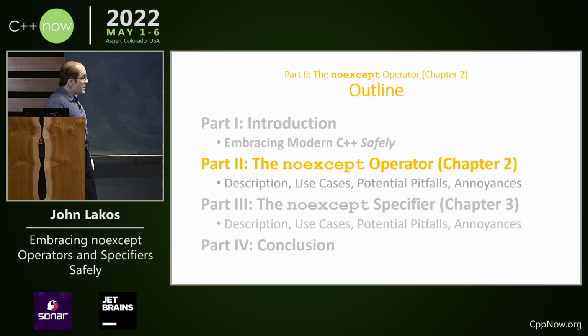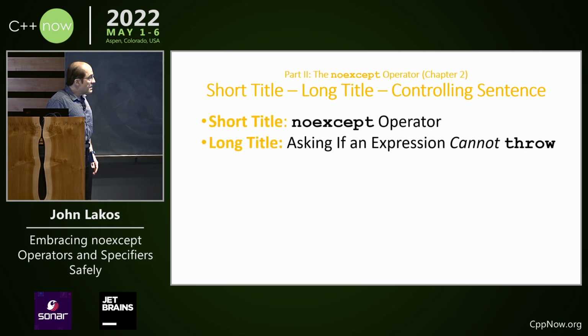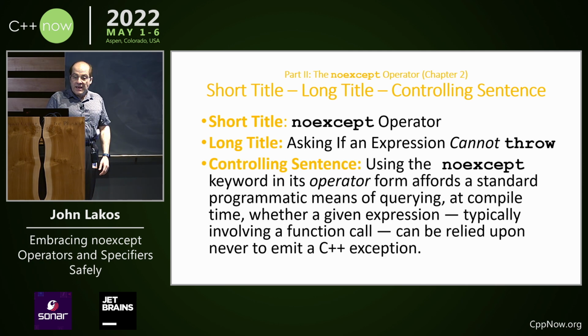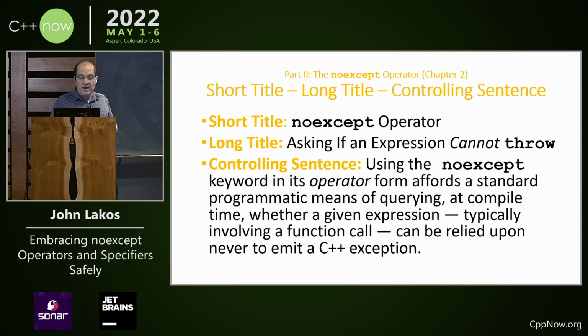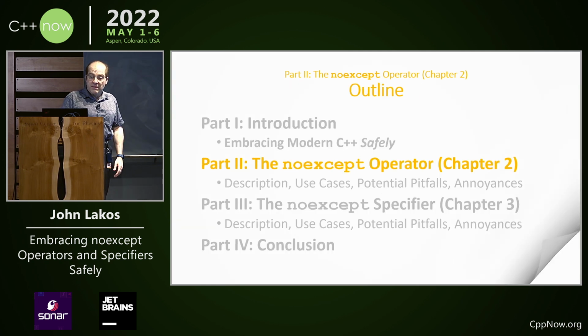So, the noexcept operator, chapter 2: short title, long title, and controlling sentence. Noexcept operator, asking if an expression cannot throw. I'll just read the controlling sentence because these sentences don't come easily. These are like expensive sentences. Using the noexcept keyword in its operator form affords a standard programmatic means of querying at compile time whether a given expression, typically involving a function call, can be relied upon never to emit a C++ exception. That's kind of what it is, in a word.